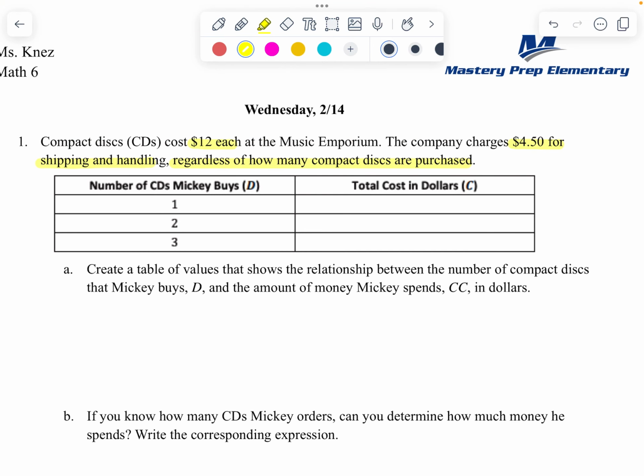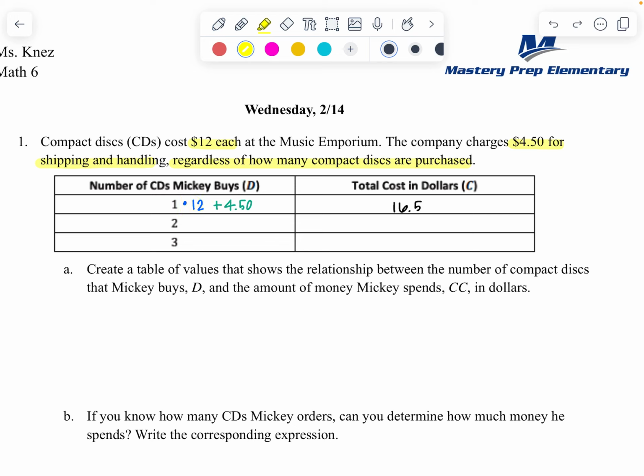I know that I am going to have to pay $12 for one CD. If I look at this one CD, it's going to cost me $12. But remember, in addition to the $12 that I pay for the one CD, 1 times 12, I also need to add on that shipping fee, which is $4.50. So I'm paying a total cost of $16.50. That's for one CD. I got $16.50 because I paid $12 for the CD and $4.50 for shipping.